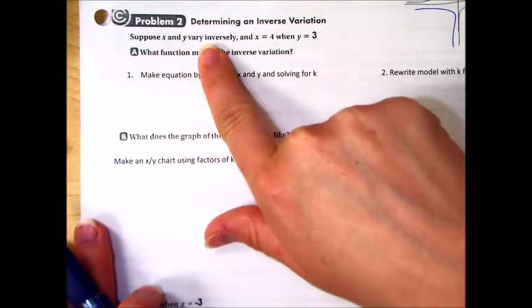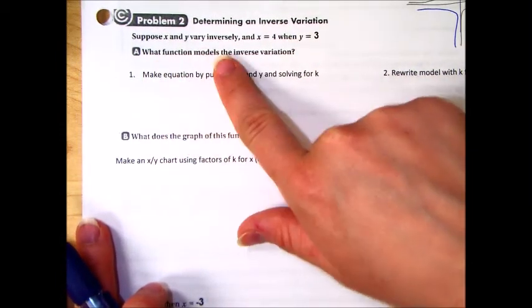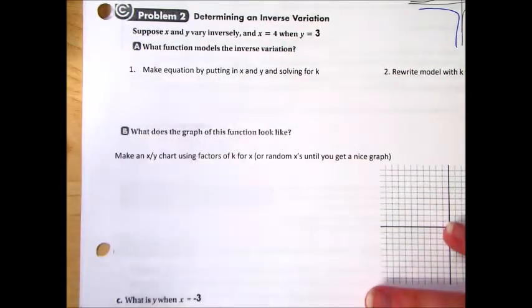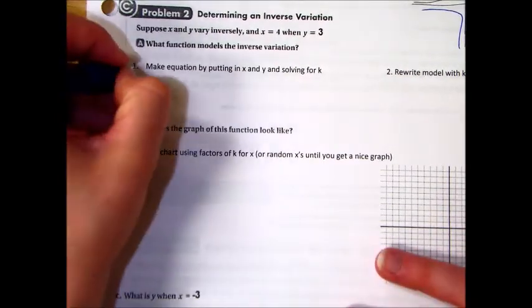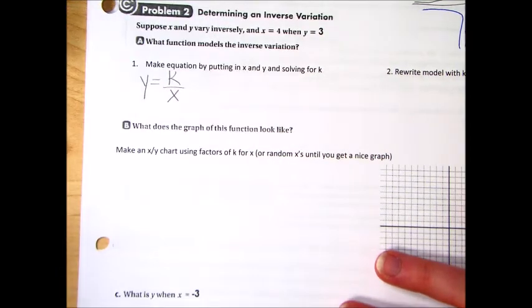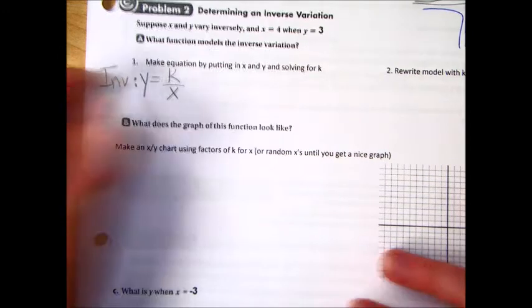Suppose x and y vary inversely. X is 4, y is 3. Part A. What function models the inverse variation? All right, so make an equation by putting x and y in and solving for k. So inverse is this equation. You do need to start with that. That is the inverse equation. You've got to have a place to start.